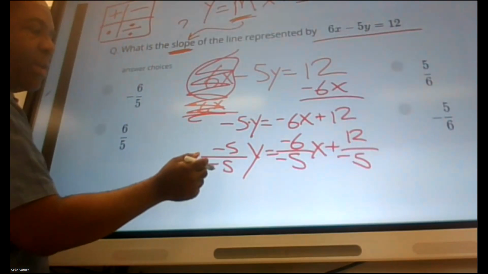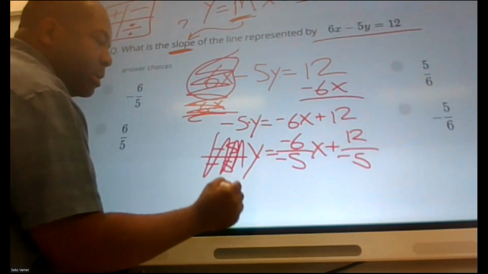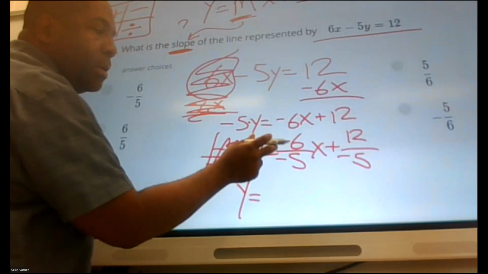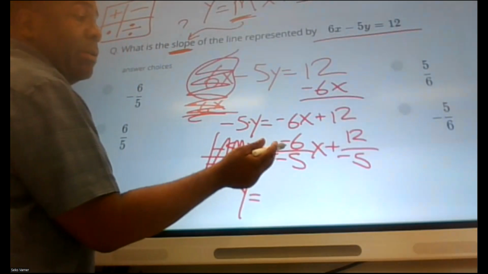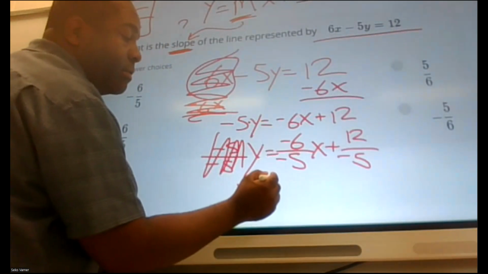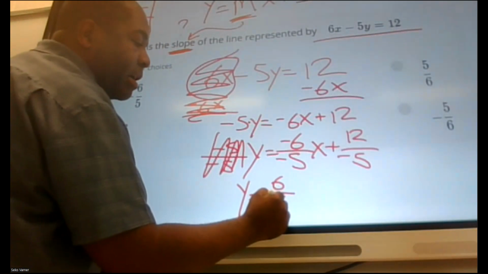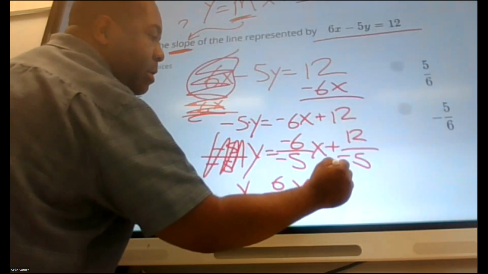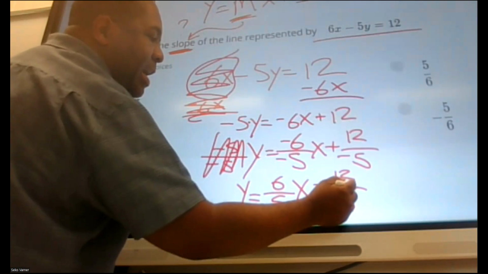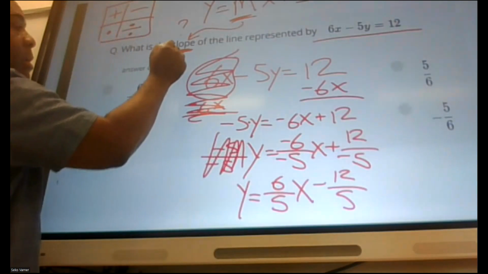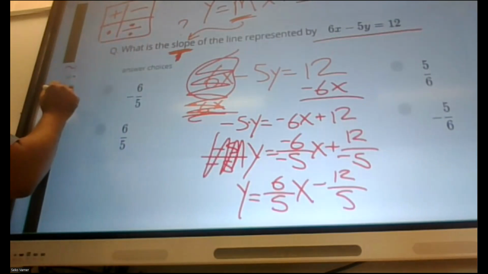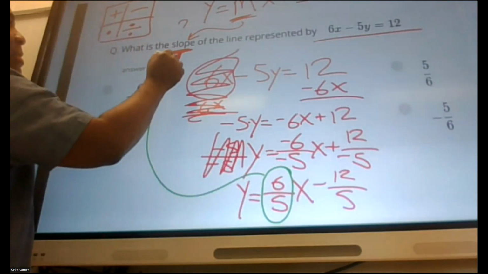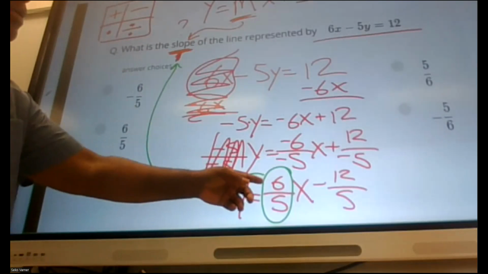All right, so negative 5 divided by negative 5 really becomes 1, so it cancels out. And now I have two negatives dividing. Two negatives, multiplication or division, become positive. So now I have 6 over 5 x and negative 12 divided by 5. I'm going to keep that as it is because we're looking for the slope. And the slope is right here. That's my slope.